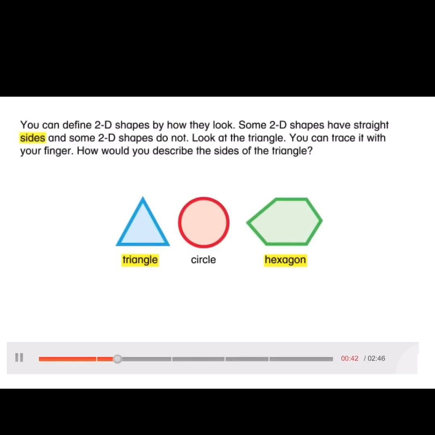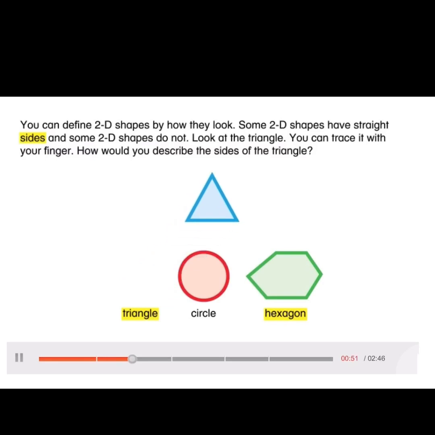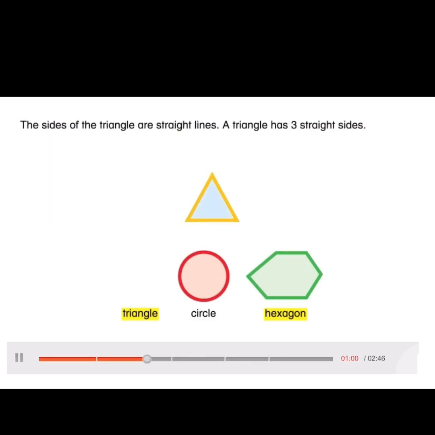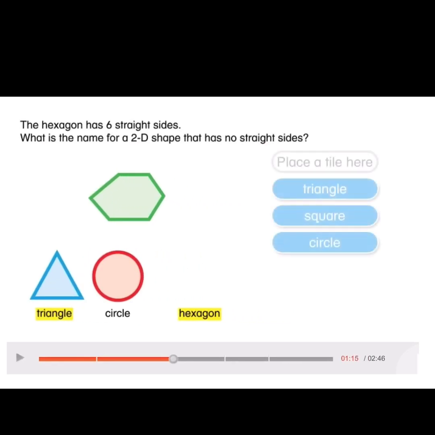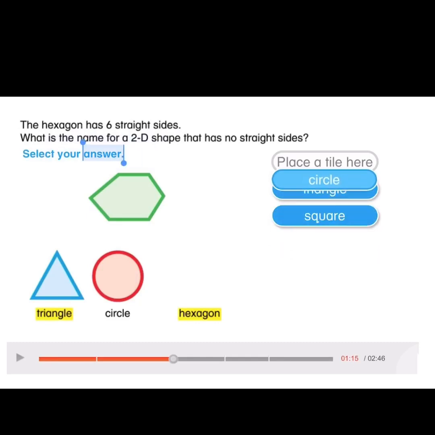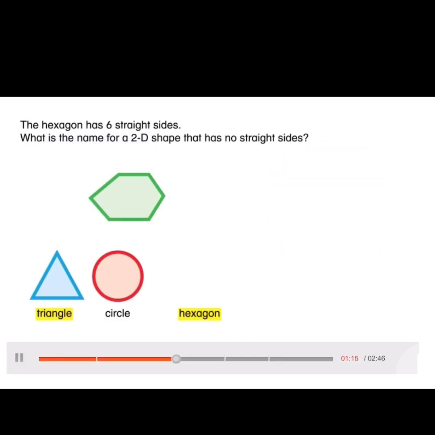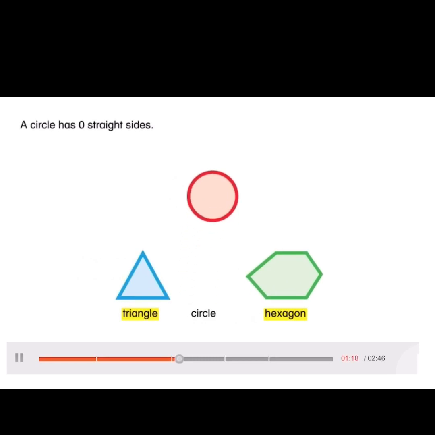You can define 2D shapes by how they look. Some 2D shapes have straight sides, and some 2D shapes do not. Look at the triangle. You can trace it with your finger. How would you describe the sides of the triangle? The sides of the triangle are straight lines. A triangle has 3 straight sides. The hexagon has 6 straight sides. What is the name for a 2D shape that has no straight sides? A circle has 0 straight sides.